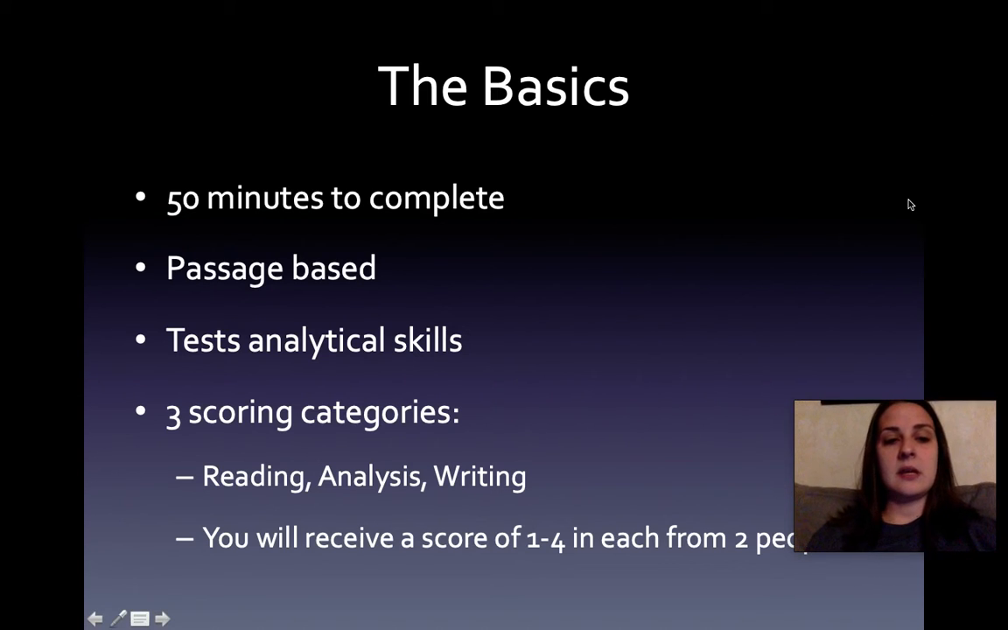The essay tests your analytical skills, which I told you previously. And there are three scoring categories: reading, analysis, and writing. You receive a score of 1 to 4 in each of those categories, but from two different people, and then they're averaged together.